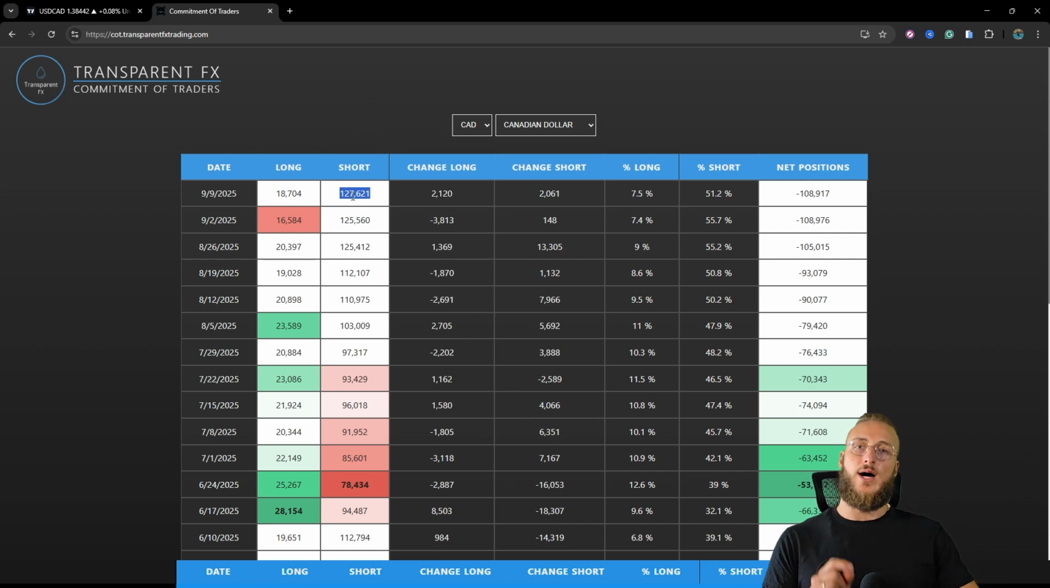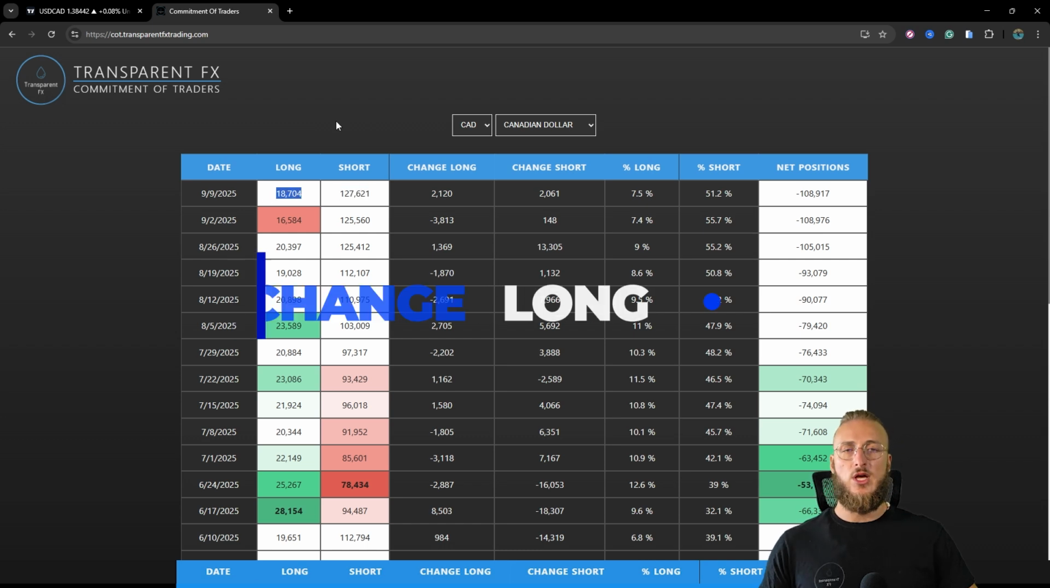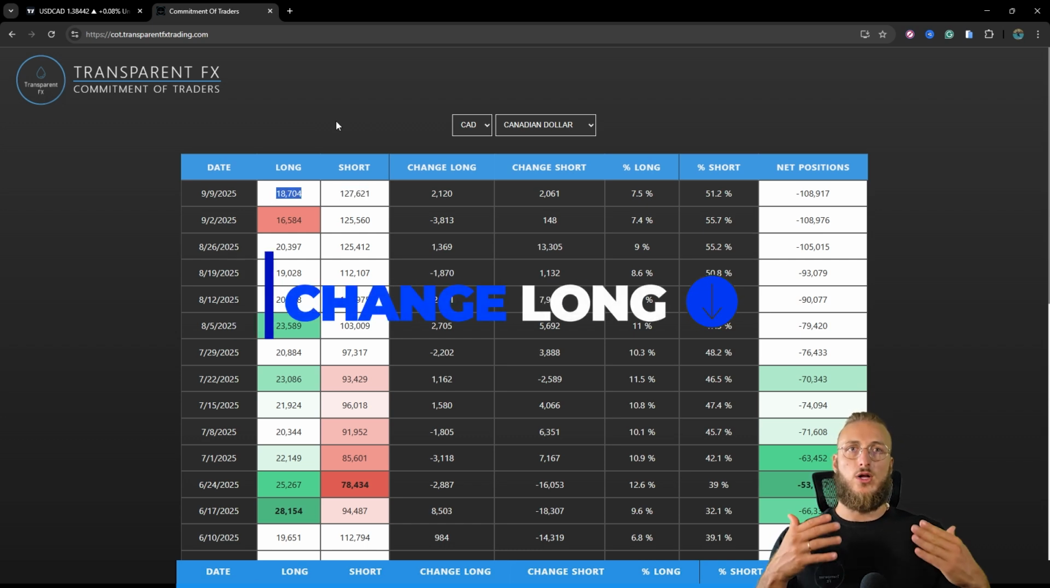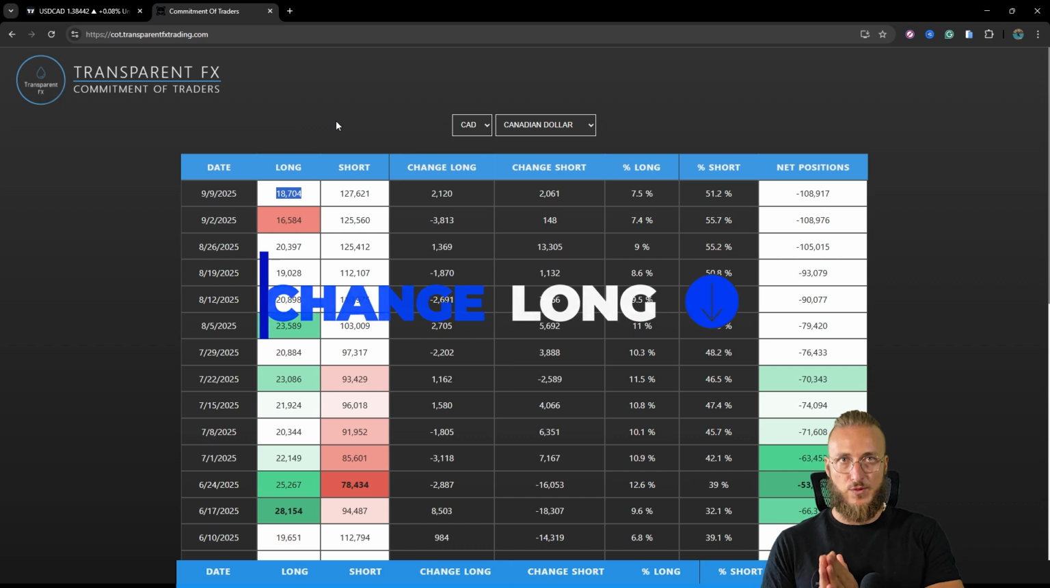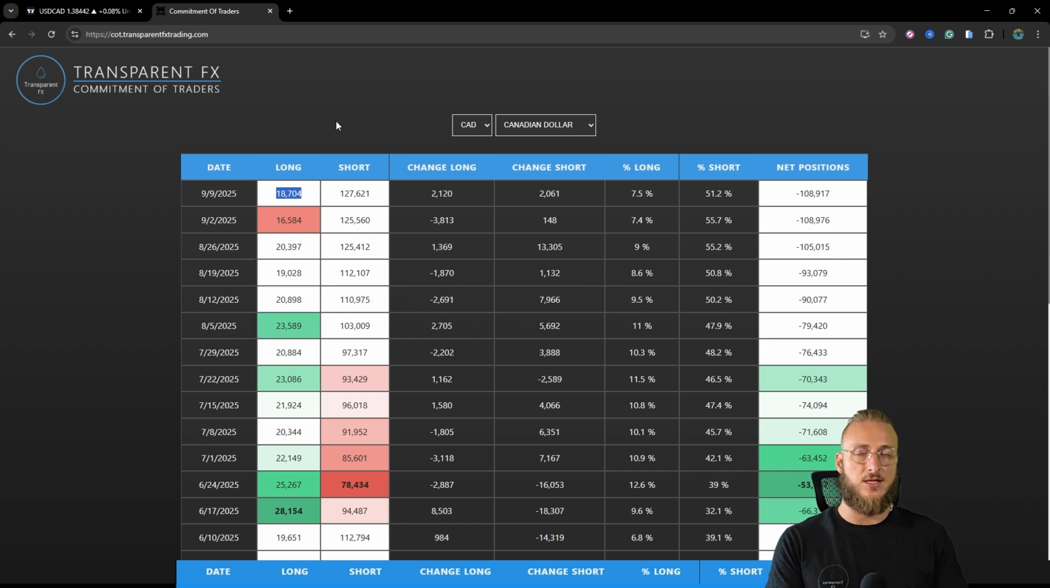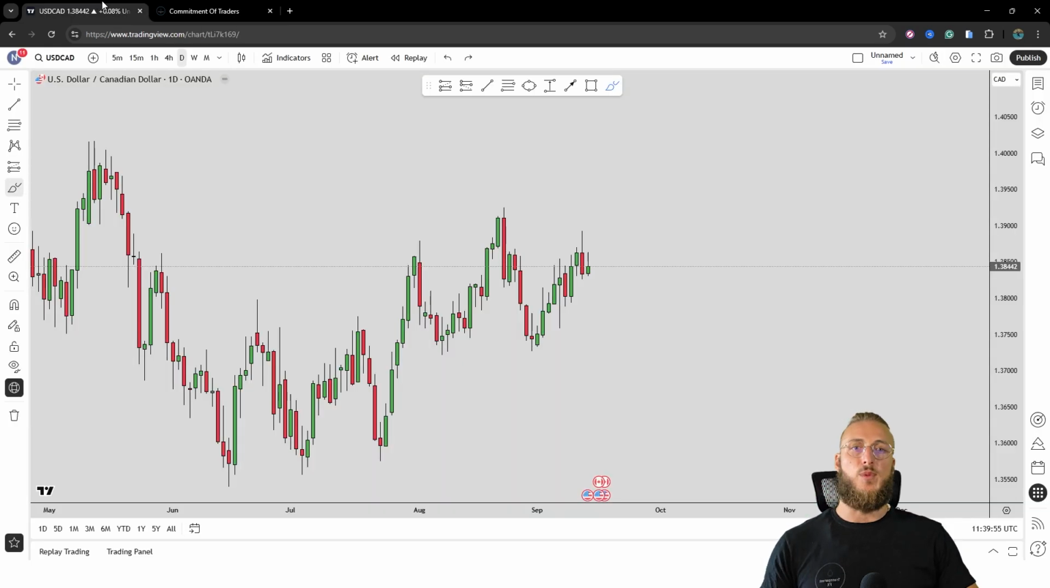We currently have 127,000 shorts compared to only 18,000 longs, which means that institutions are longing USDCAD aggressively because they are shorting the CAD. So let's keep in mind that institutions, by shorting the CAD, are aggressively longing USDCAD, and move back to the chart.